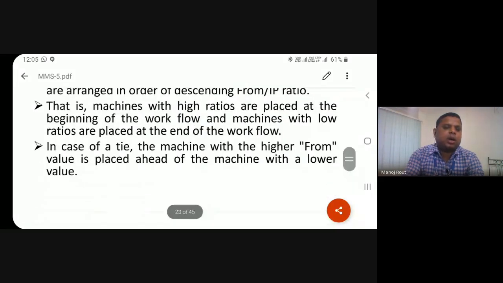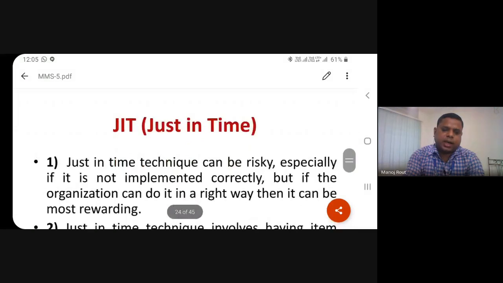That is, the machine with a high ratio is placed at the beginning of the workflow. A machine with a low ratio is placed at the end of the workflow. So in case of a tie, the machine with the higher from value is placed ahead of the machine with the lower value, which is placed toward the back of the assembled work. Moving to the next slide.